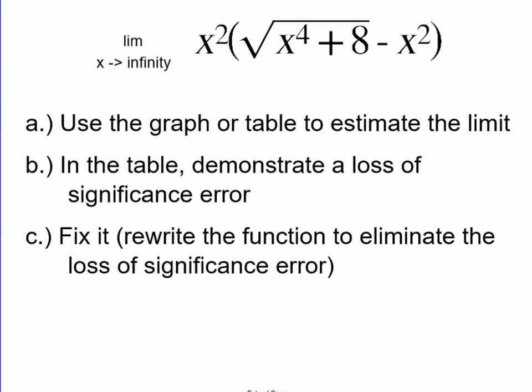Okay, so I'm going to ask you a loss of significance error type question, and this is how it's going to look. I'm going to give you some limit as x approaches infinity, or some number, either way. I'm going to ask you to use either a graph or a table to estimate what you think the limit is going to end up being. In the table, I want you to demonstrate a loss of significance error, and then I want you to fix it. I'm going to say, rewrite the function to eliminate the loss of significance error. Essentially math to make it not a loss of significance error anymore.